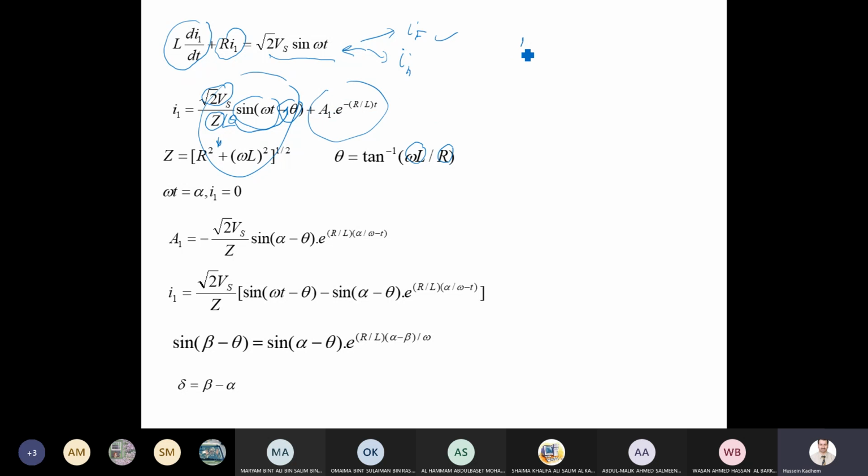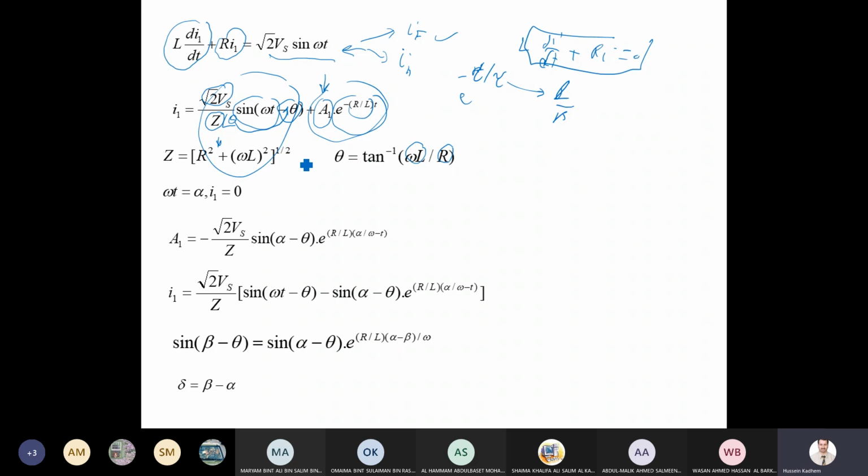First order differential equation, L di over dt plus Ri equals 0. Homogeneous, we solved it early in this semester, and you already solved it in level 1. It will give the solution constant A times exponential of minus t over tau, where tau is L over R. Now we need the initial condition to find A.